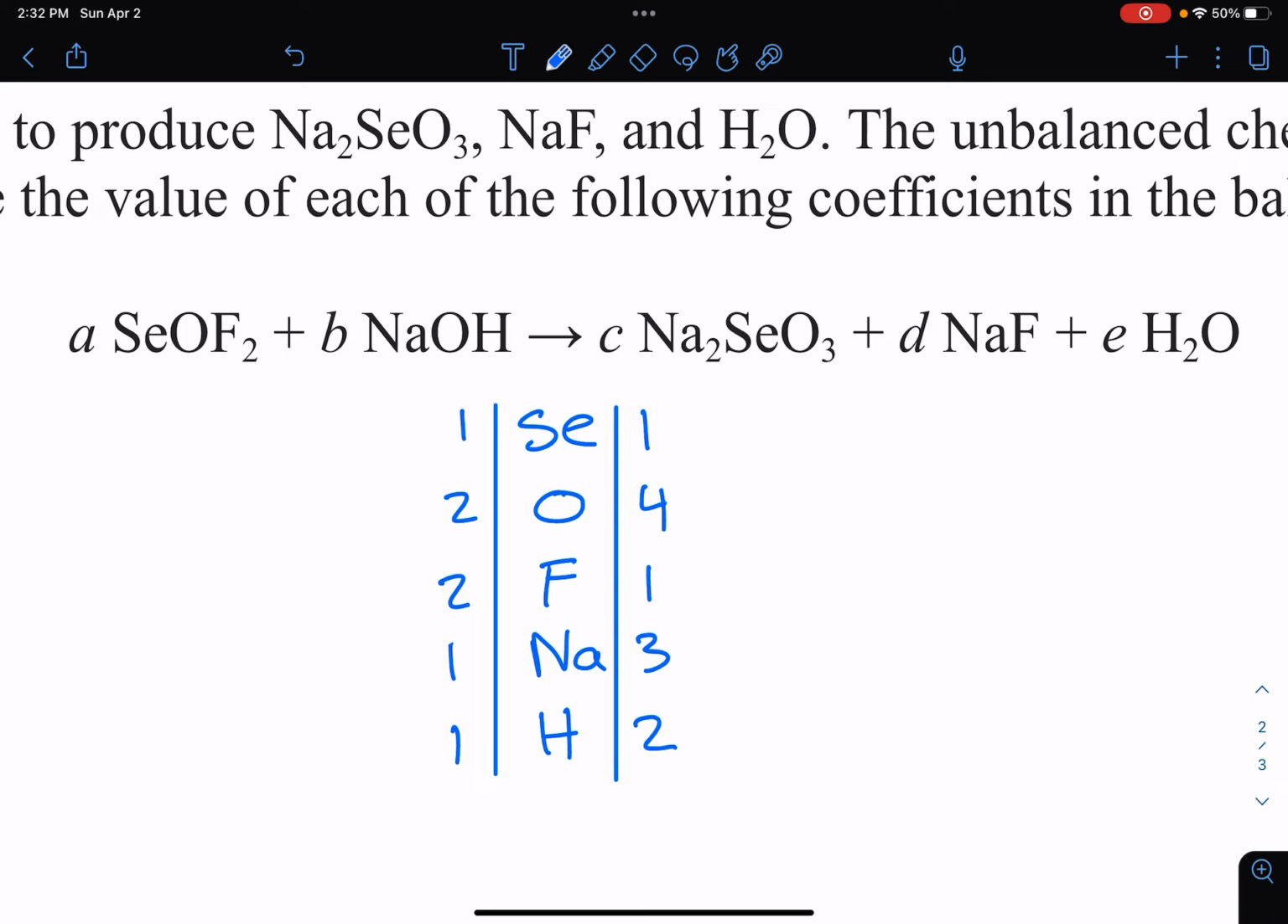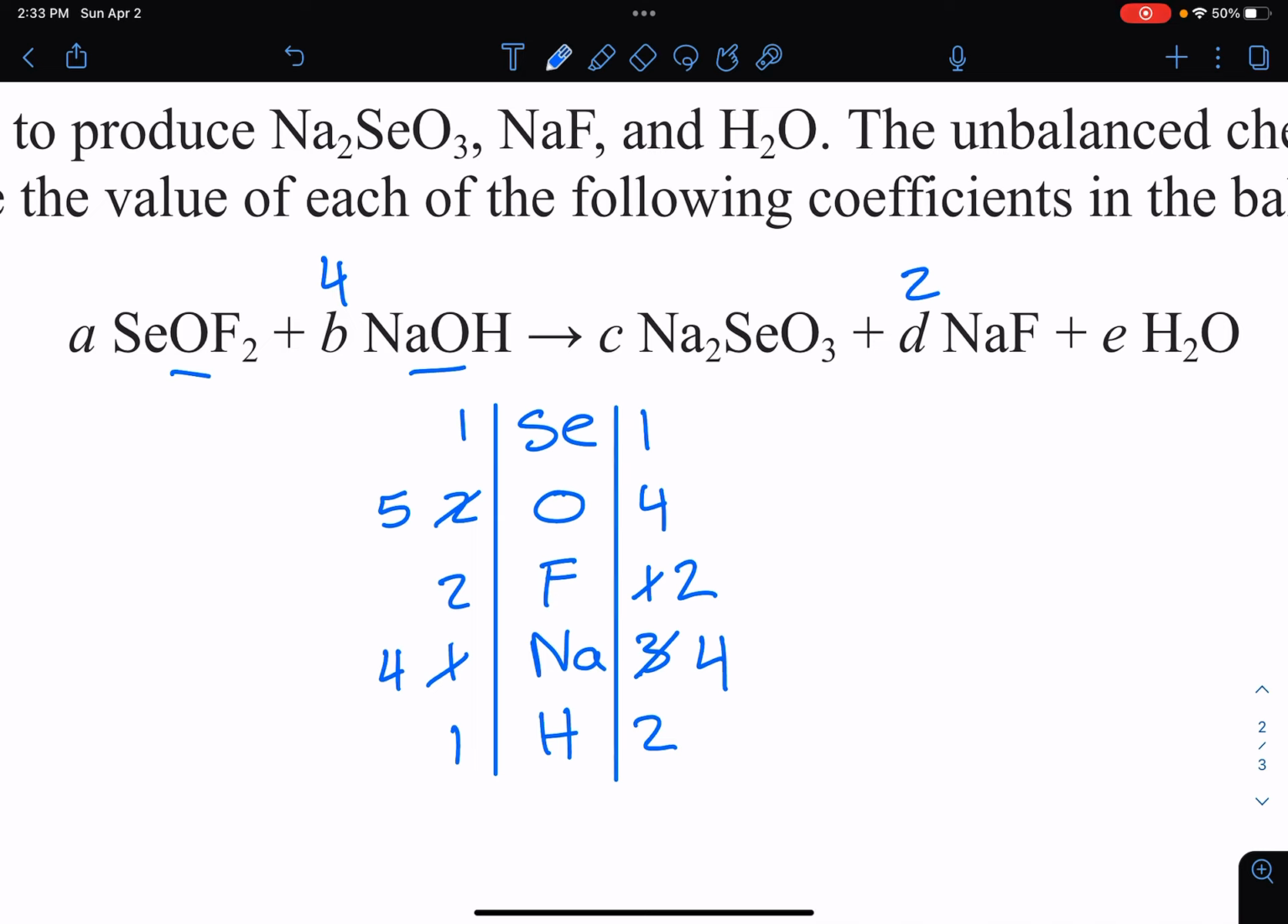In order to balance the fluorines, we're going to add a 2 coefficient here so that now we've got 2 fluorines. And now we have a total of 4 sodiums, 2 here and 2 here on the right-hand side. So then going over to the left-hand side, let's add a 4 to this coefficient. So now we have 4 sodiums. We now have a total of, let's look at our oxygens, 1 here plus 4 more. So we've got a total of 5 oxygens.